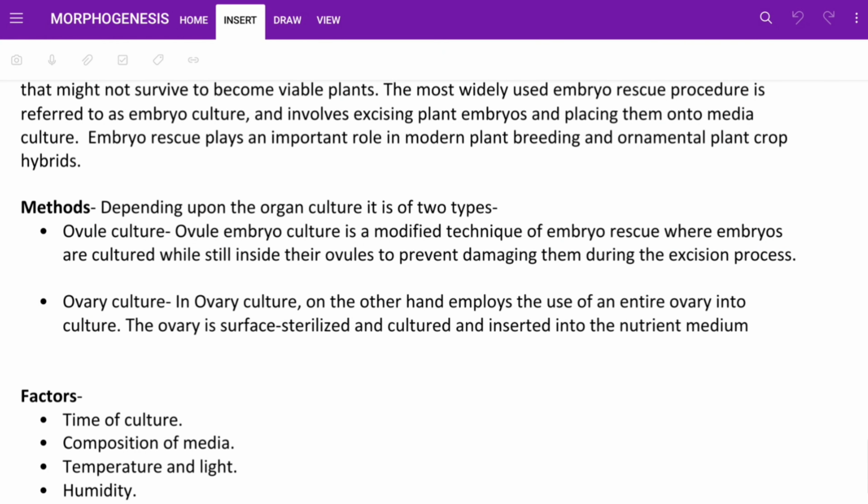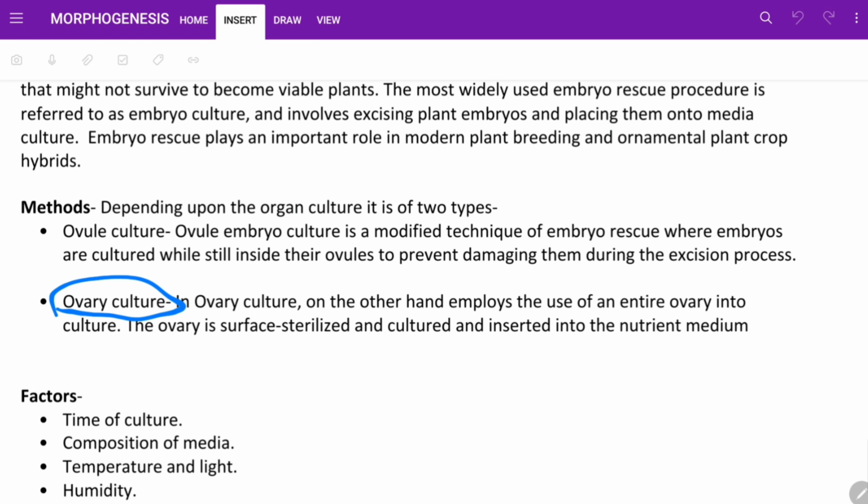So the next one is ovary culture. So what is ovary culture? In ovary culture, on the other hand, the use of an entire ovary is put into the culture. The ovary is surface sterilized and cultured, inserted into the nutrient medium.